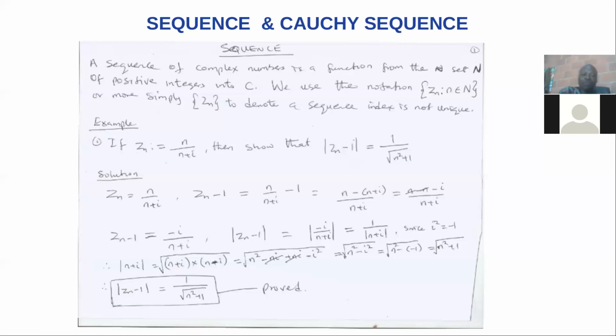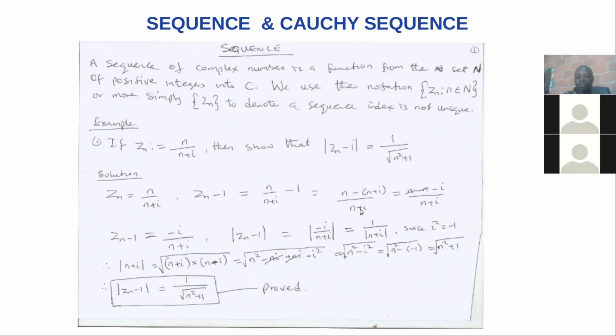So an example is that if you say Z of n is equal to n divided by n plus i. The question is then, show that the modulus of Zn minus 1 is equal to 1 all over the square root of n squared plus 1. So how do we do this? Since we know that Z of n is equal to n all over n plus i, if you are now looking at Zn minus 1, it is just taking 1 away from this. So we have n all over n plus i minus 1.